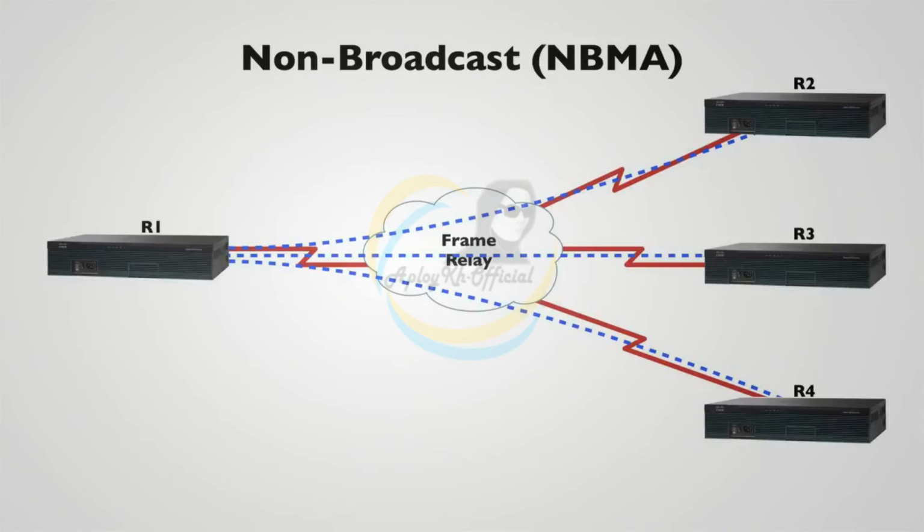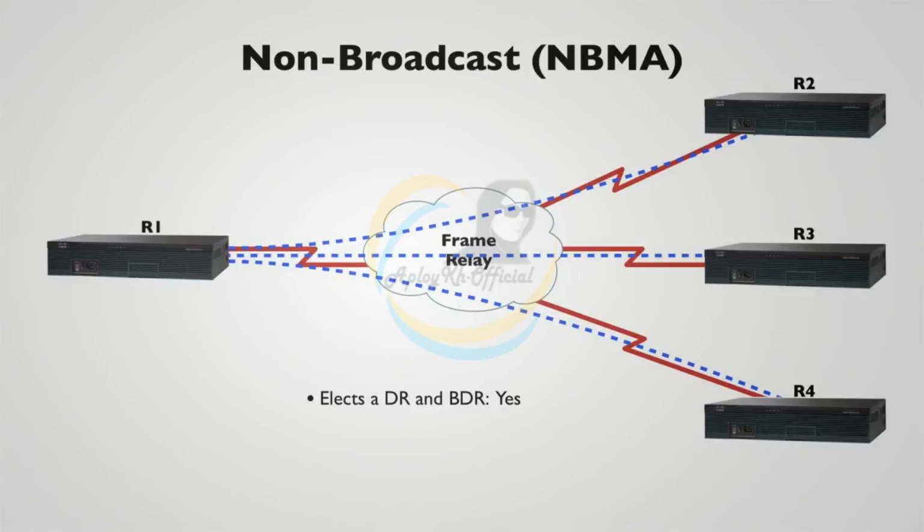It would be a good idea to have a designated router here, so we do want to elect a designated router. But the challenge is, this is a non-broadcast medium. And since we don't support broadcasts or multicasts over this non-broadcast medium, this means that we're not going to be able to dynamically discover our neighbors.